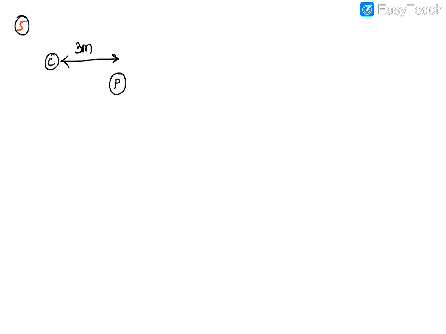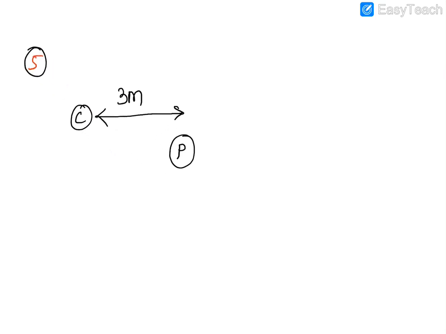And asks him to see the letters on the image of the chart formed in a plane mirror, which is kept at a distance of 2 meters in front of him. So out here, in front of him, they have placed the mirror. What is the distance at which the mirror is placed now? It is placed at a distance of 2 meters.